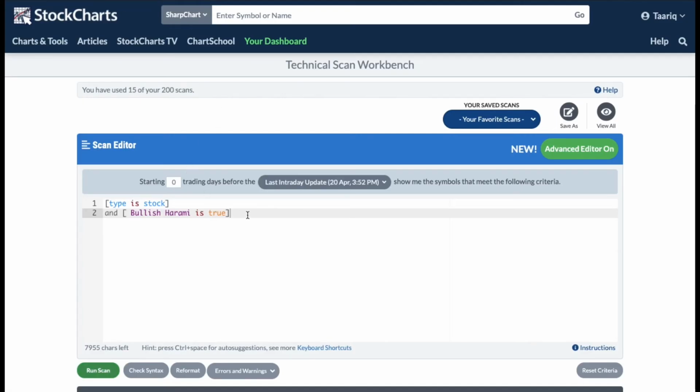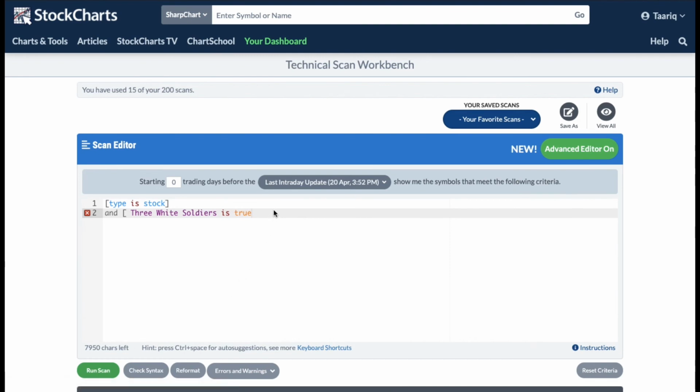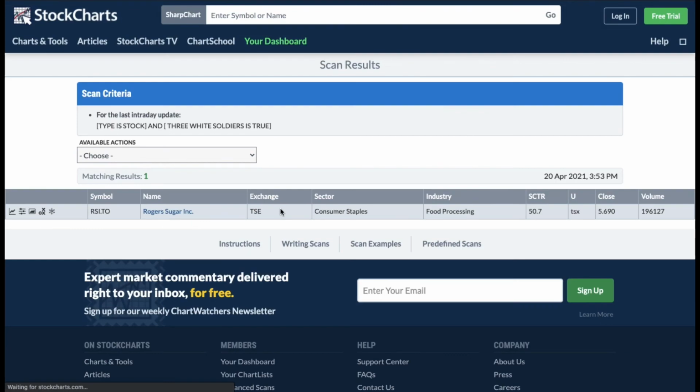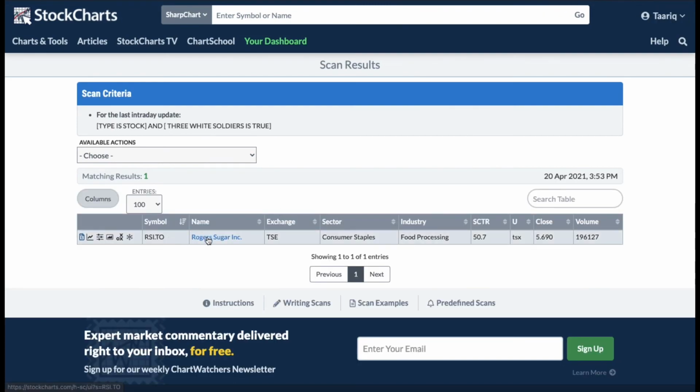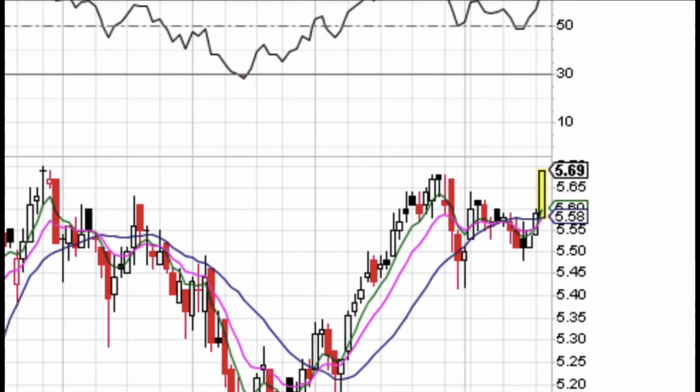Okay, so for here, we're going to type in 3 white soldiers and run this. Oops, don't forget your brackets. And you'll see one example, Rogers Sugar, and you can see what I'm talking about here. So here it was a downtrend, but here you can see that the closing price is much higher than the opening price, and the opening price for the next day is slightly under the closing price, but then it goes back up, and likewise for today.